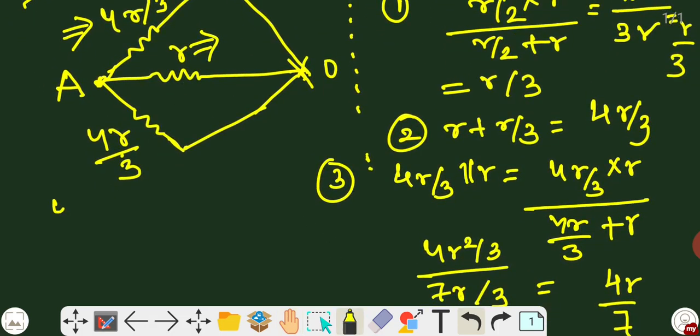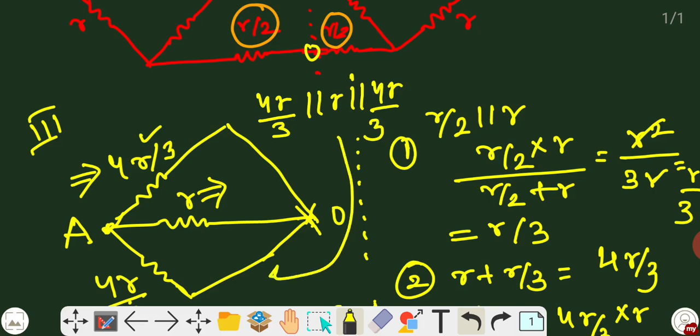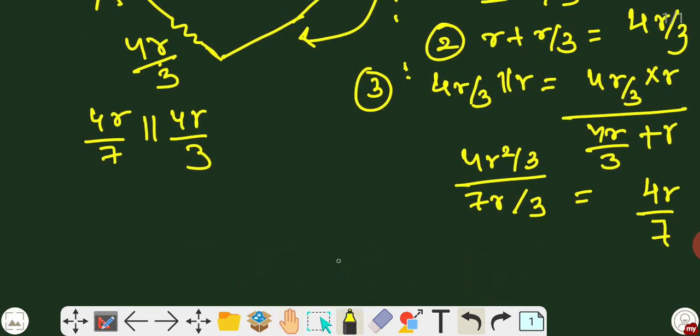Again this 4R upon 7 will be in parallel with respect to 4R by 3. So see, the series is like that: 4R by 3 is parallel to R, and it is parallel to 4R by 3. Okay, so in accordance with this series we are going to solve this one also.